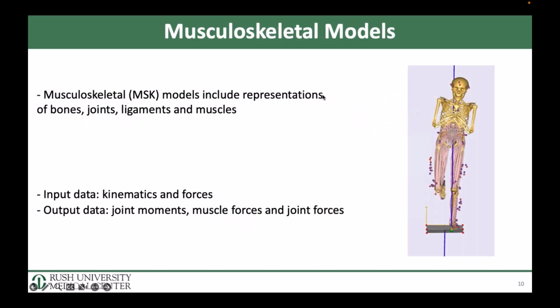Okay, so here a brief introduction into musculoskeletal models, which are an example of in silico models. Musculoskeletal models include the representations of bones, joints, ligaments, and muscles. And you can see here an example on the right-hand side of the slide. They receive as input data kinematics and forces, and as output data joint moments, muscle forces, and joint forces. That's a really quick overview of these kinds of models. I will talk about them more in depth later on when I describe the specific framework that we implemented and used for this investigation, which is the AnyBody Modeling System.